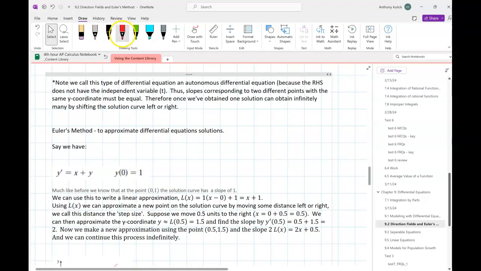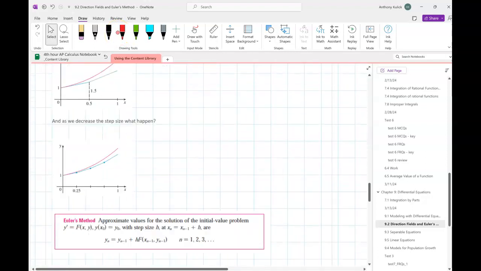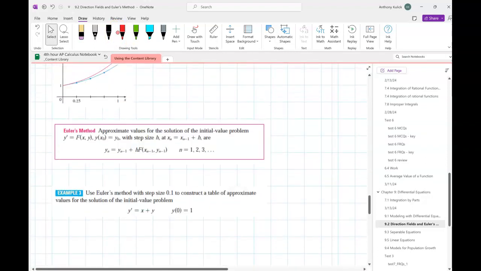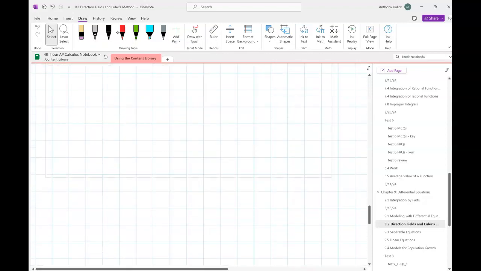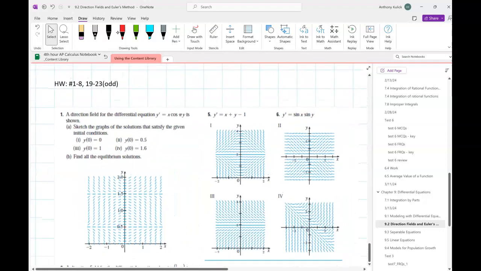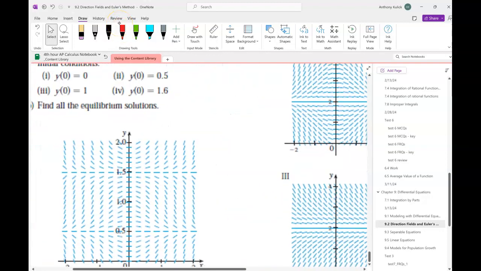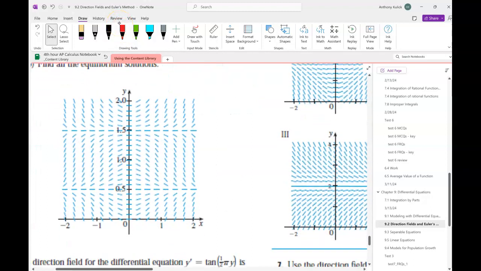We're not doing any Euler's method here. So let's do some examples from the homework. I asked you to do 1 through 8 and then 19 through 23. They're all just direction field problems, I believe.